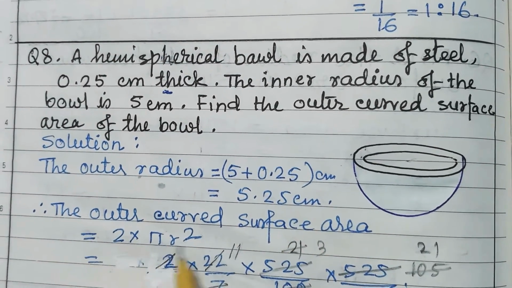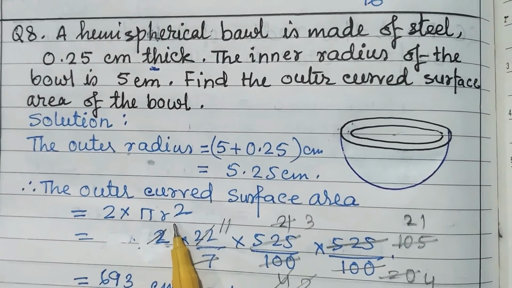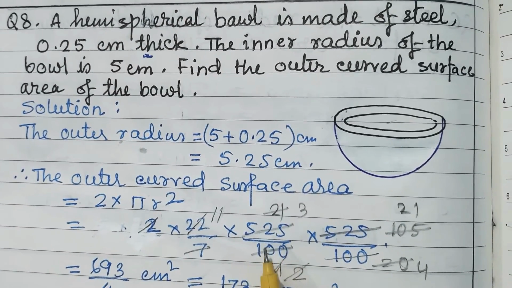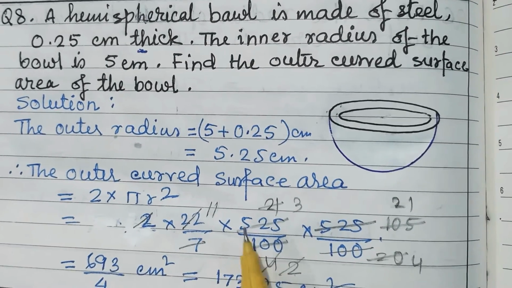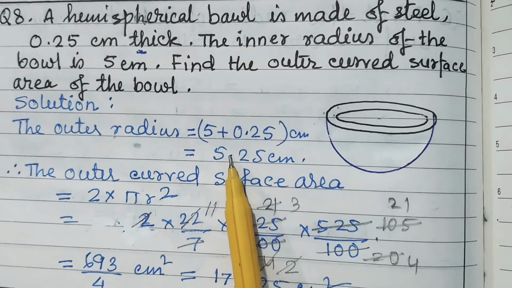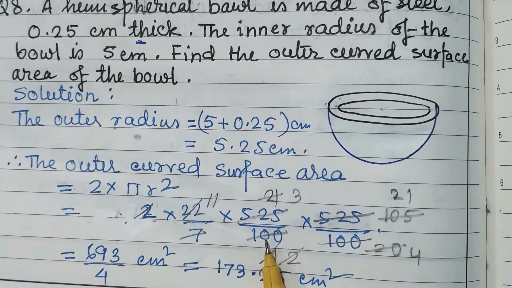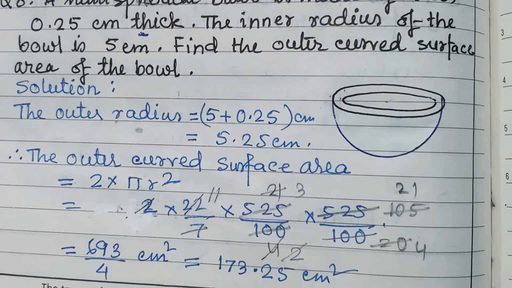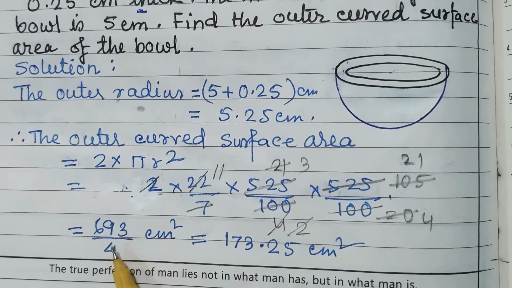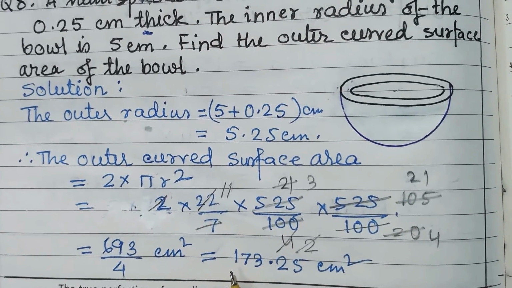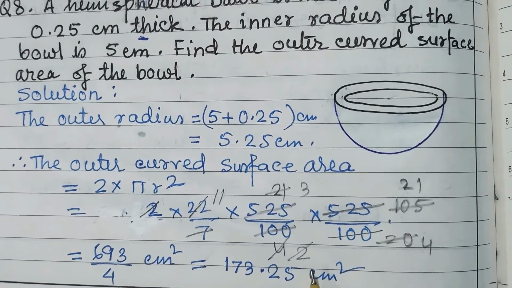Got it? Now outer curved surface area is 2 pi r square. I have taken 525 upon 100 because I removed the decimal point, so 100 will come as a denominator. By calculating, it is 693 upon 4. In decimal expansion it is 173.25 centimeter square.